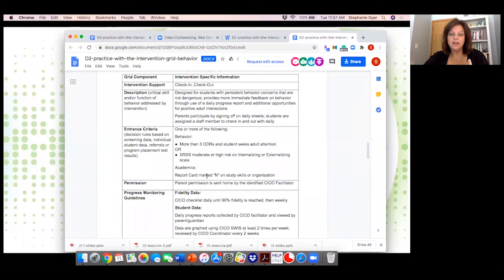So notice that this team has 2 data points right here with an "or." And they also have an academic distinction. They want 1 or more of the following would be entrance criteria for check-in, check-out. So let's look at this one.